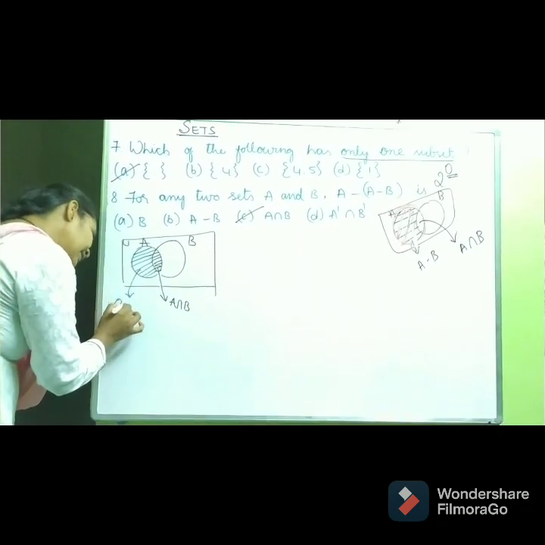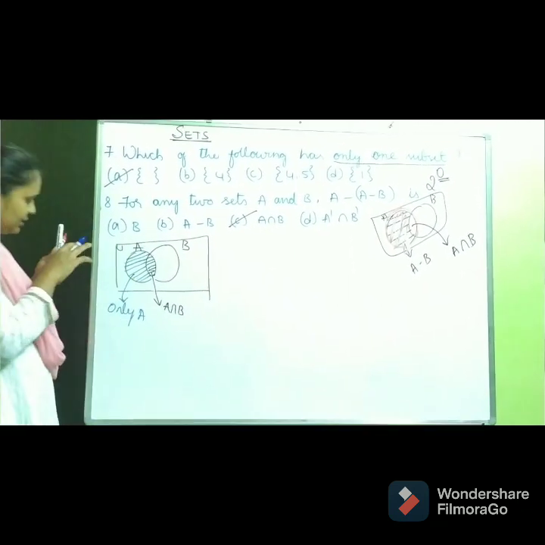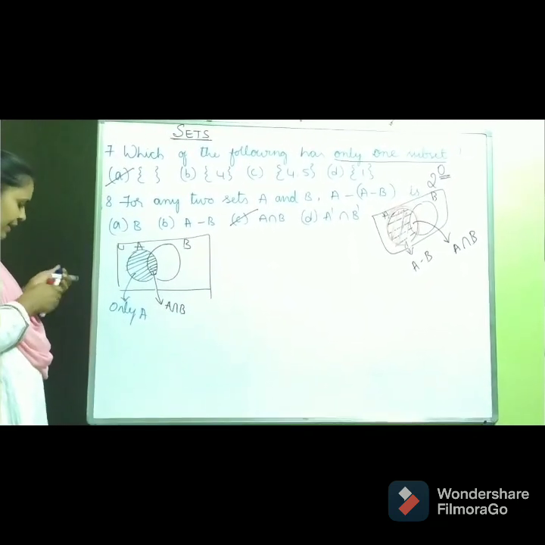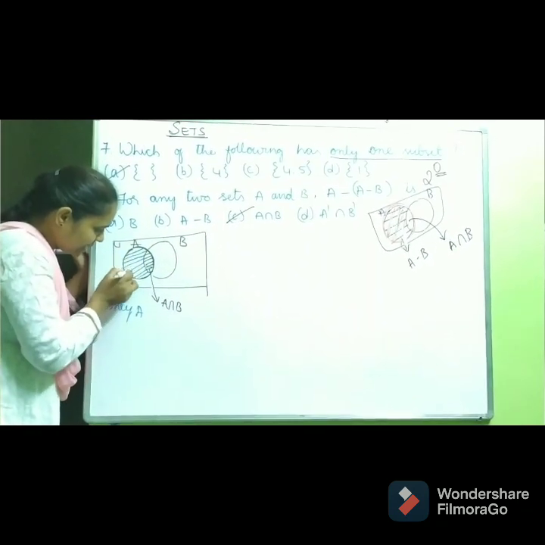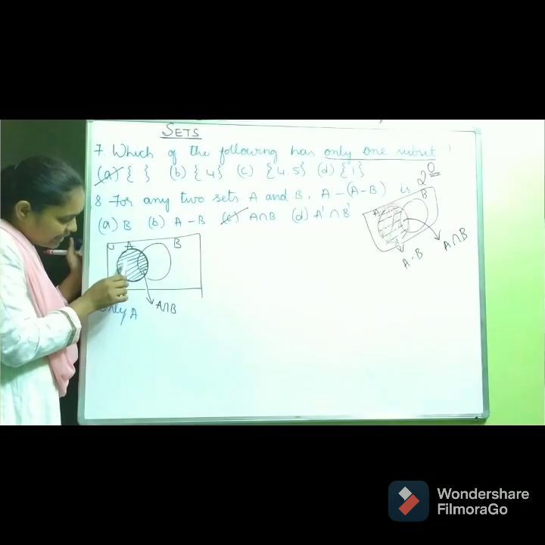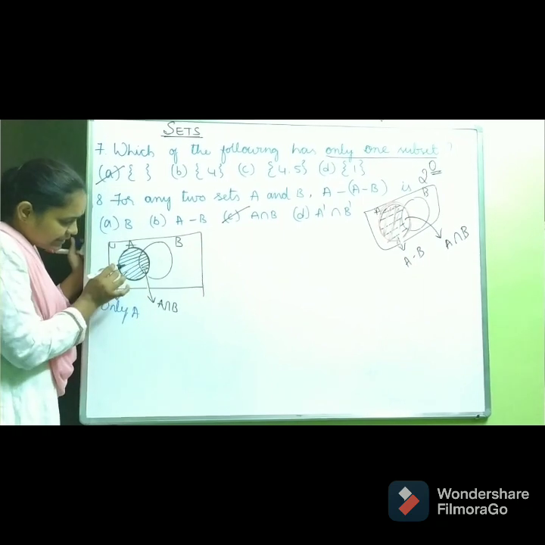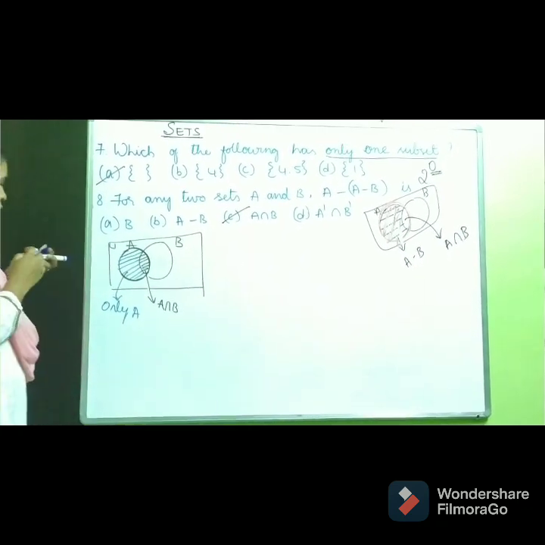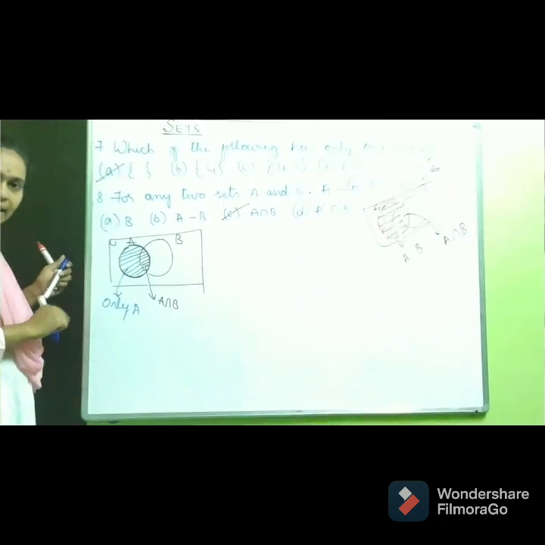See here. First of all, it is only A. Little careful. This is complete A. This part is A intersection B. If you join these two, then it is full A. This blue shaded region is only A. And now you see, this is only A. Only A can also be written as A minus B.